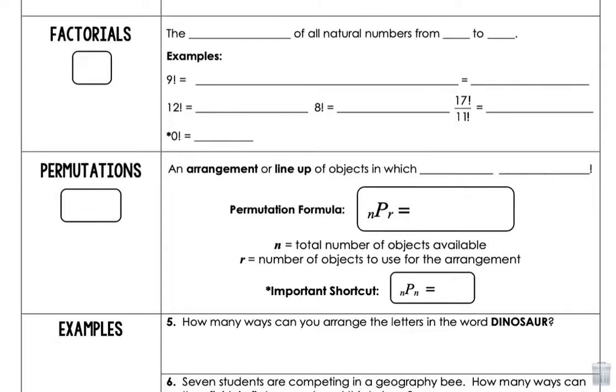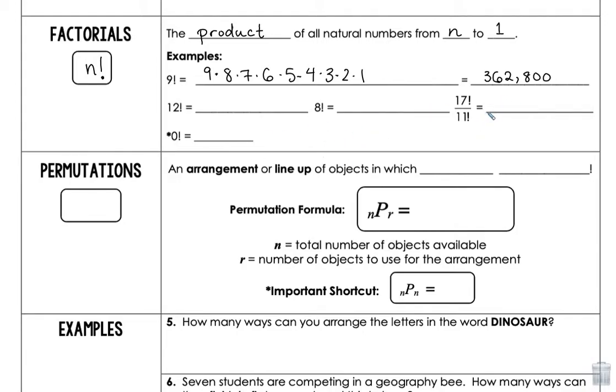Moving on to factorials. Factorials are represented with an exclamation point, and so you have a number in front of that exclamation point. Factorial is just the product of all natural numbers from that number n down to the number 1. So let's say we were looking at 9 factorial. That's going to be 9 times 8, 7, 6, 5, 4, 3, 2, and 1. You just multiply all of those numbers together and you end up with 362,800.